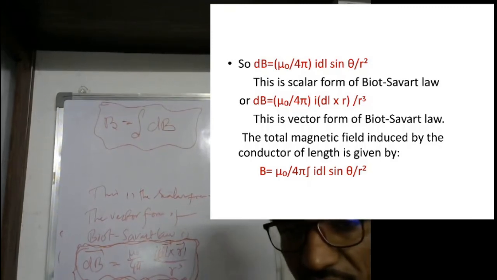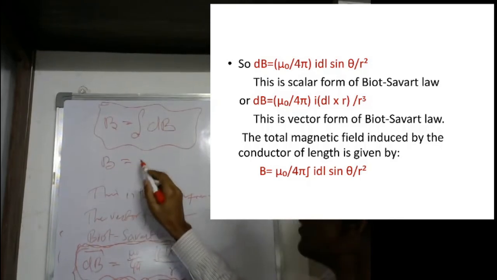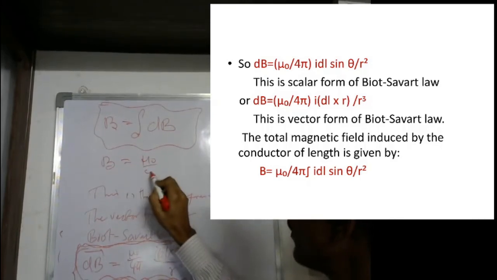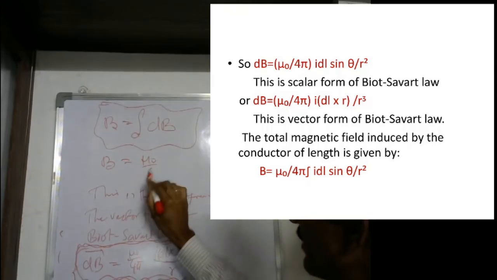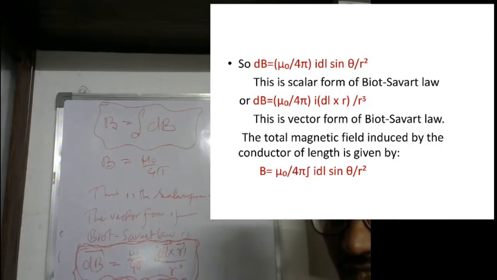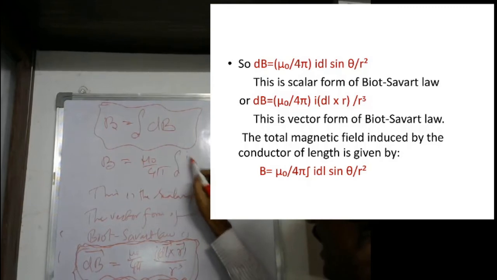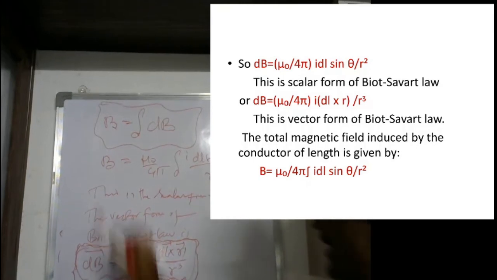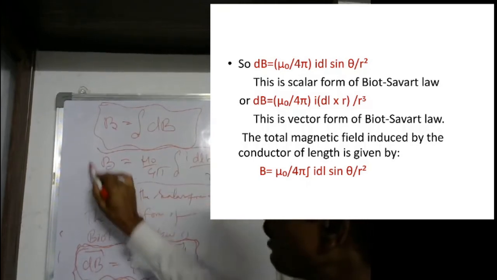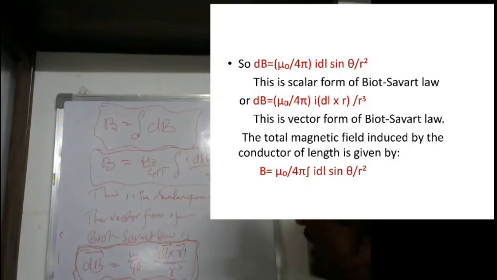So here you have B is equal to, what is dB? Mu naught by 4 pi, I am taking the scalar form, I dl sin theta by r square. So B is the integral of I dl sin theta by r square. This formula will give you the magnitude of the total magnetic field induced by the entire conductor.